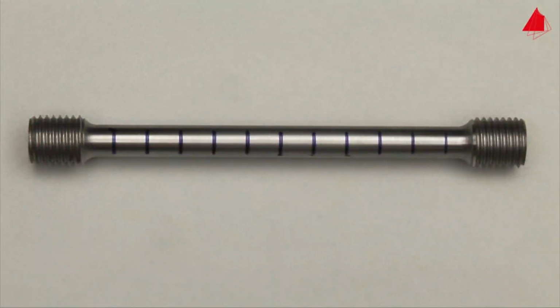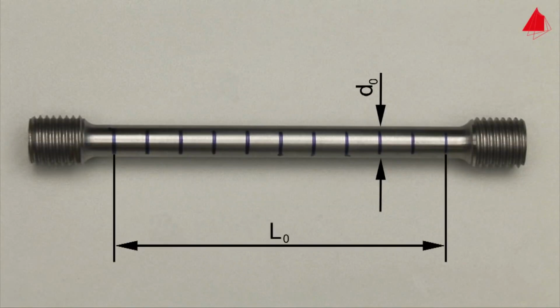It has a cylindrical test region with an original diameter of 10 mm and an original gauge length of 100 mm. Within this test region, distance marks have been drawn at regular intervals. They help to visualize and measure the plastic behavior of the specimen.